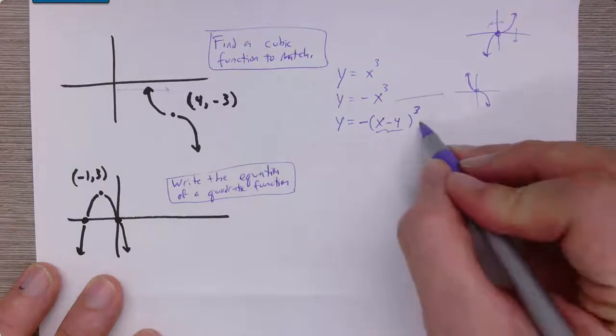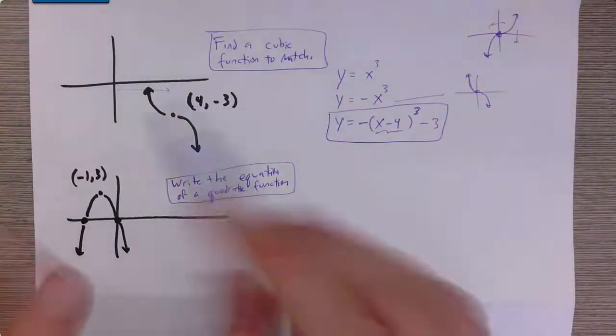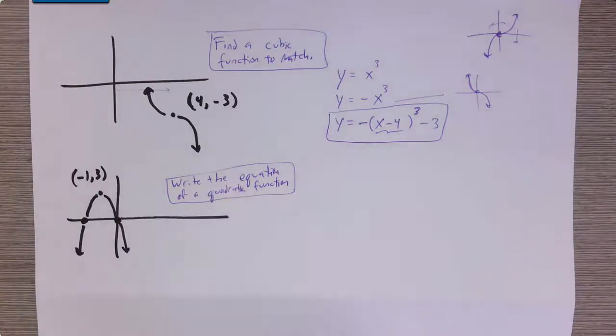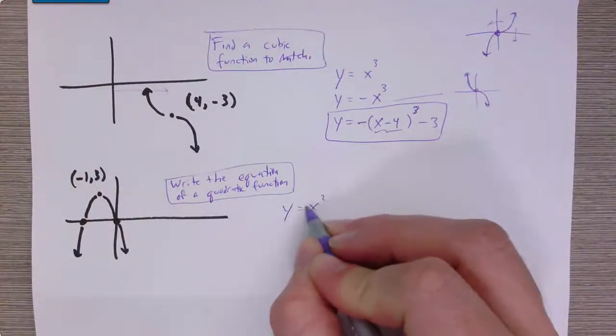And then last, I want to shift it down by 3 at the end. So that would be an example of applying the ideas of transformations to find an equation here. What about this one? So this looks like an upside down parabola. So I could start with x squared.